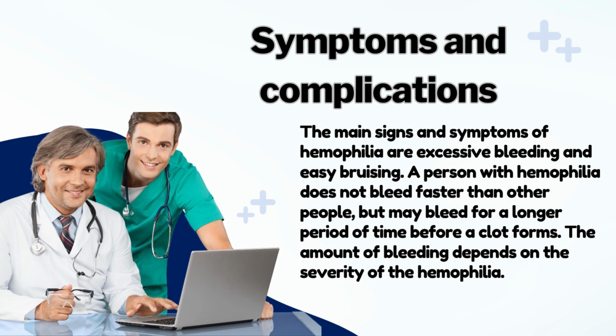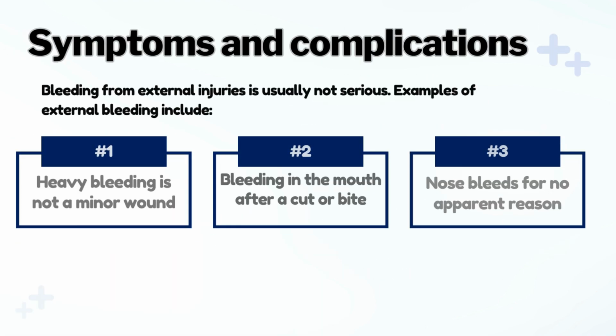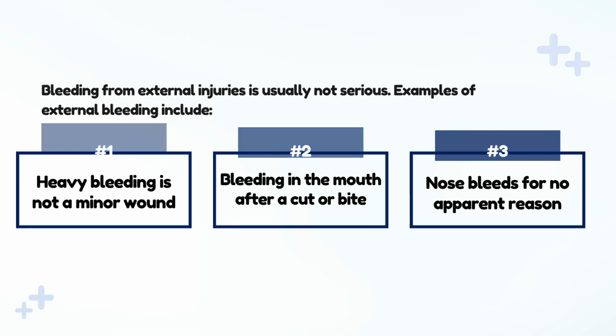Symptoms and complications of hemophilia. The main signs and symptoms of hemophilia are excessive bleeding and easy bruising. A person with hemophilia does not bleed faster than other people, but may bleed for a longer period of time before a clot forms. The amount of bleeding depends on the severity of the hemophilia. Bleeding from external injuries is usually not serious. Examples of external bleeding include: 1. Heavy bleeding from a minor wound, 2. Bleeding in the mouth after a cut or bite, 3. Nose bleeds for no apparent reason.